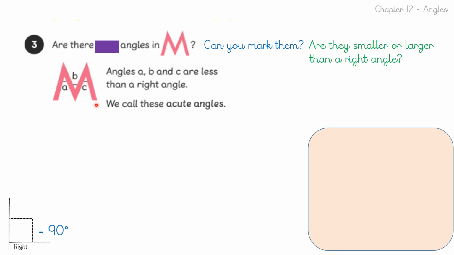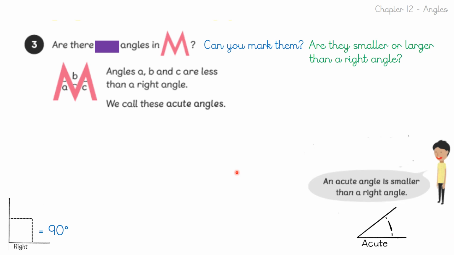Do you know how we call the angles that are smaller than a right angle? We call these acute angles. My go, acute angles. Your go. Well done. So we now know that right angles are 90-degree angles, and we also know that an acute angle is smaller than a right angle.